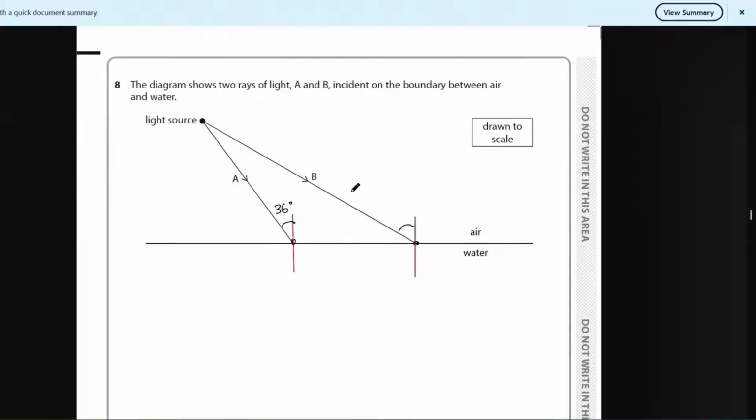The angle of incidence for B, I've already measured this. This is 60 degrees. Right, so we expect the rays to bend after they enter the water. So we don't expect the rays to move straight. We need to find out at what angle they will be bending, the angle of refraction. So let's calculate that first.